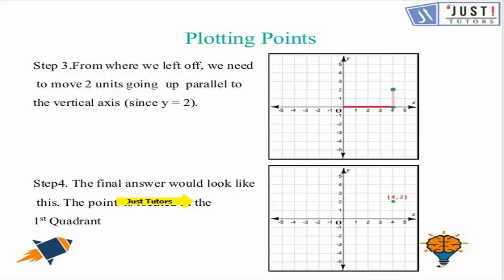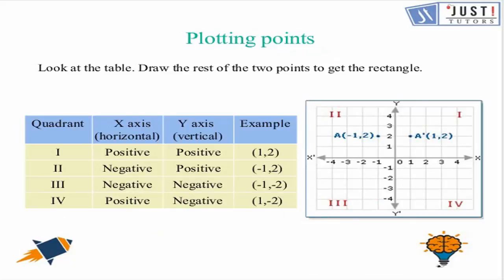Let's try a sample problem on it. We need to look at the table and try to complete the rectangle with the help of the missing points. For quadrants number 1 and 2, the points have already been plotted. We need to work out the point for quadrant number 3. The point that we need to plot in quadrant number 3 is (-1, -2). So -1 is here and -2 is here. That means the point would be right here.